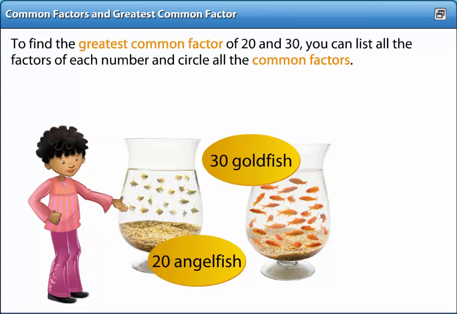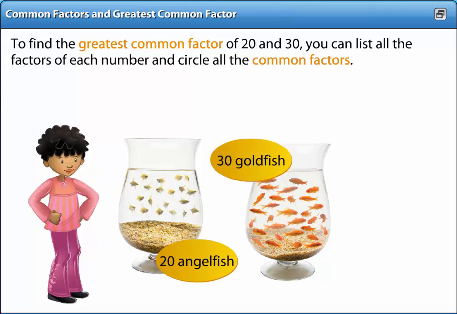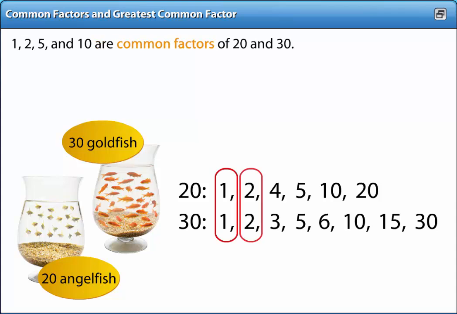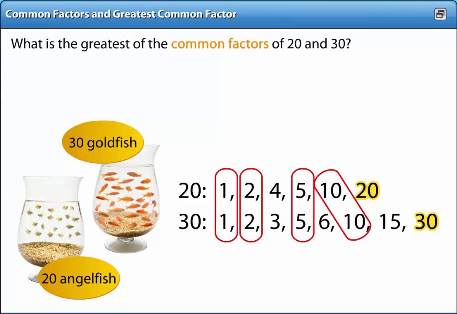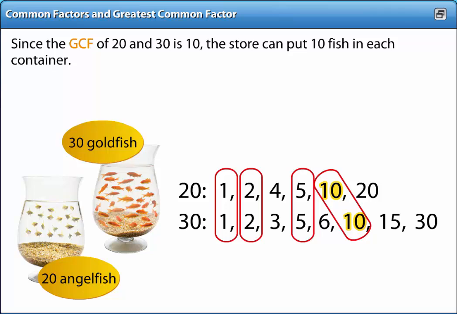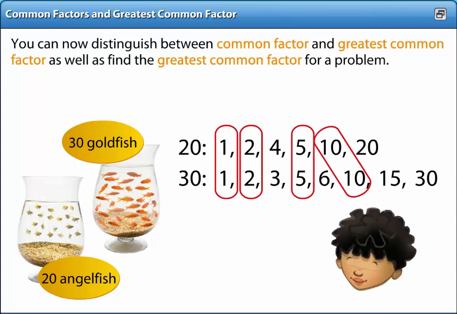To find the greatest common factor of 20 and 30, you can list all the factors of each number and circle all the common factors. What are the common factors of 20 and 30? 1, 2, 5, and 10 are common factors of 20 and 30. What is the greatest of the common factors? The greatest common factor of 20 and 30 is 10. Since the greatest common factor is 10, the store can put 10 fish in each container. You can now distinguish between common factor and greatest common factor, as well as find the greatest common factor for a problem.